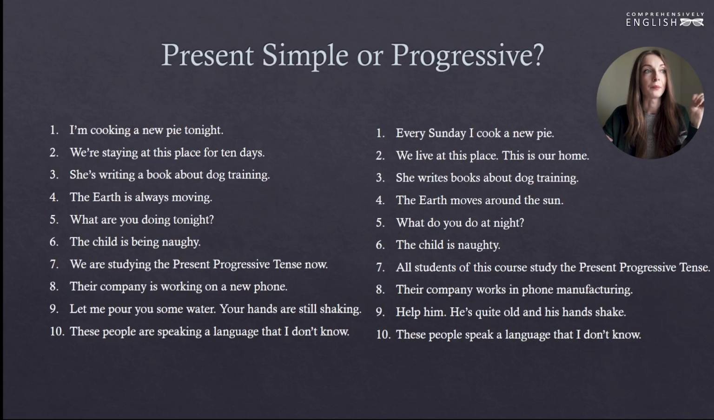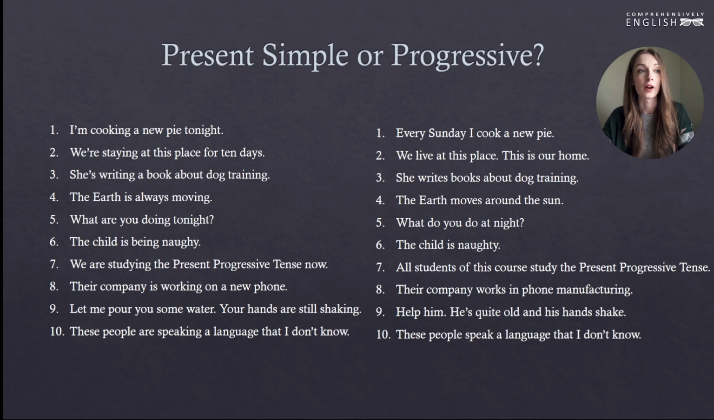Now let's compare the present simple tense and the present progressive tense with the help of these two sets of examples. In the present progressive tense, you will say, I'm cooking a pie tonight. You will use this tense because you are talking about something that you're going to do only this particular evening. So that's a temporary situation and a pre-planned situation as well. So that's your personal plan for the nearest future.